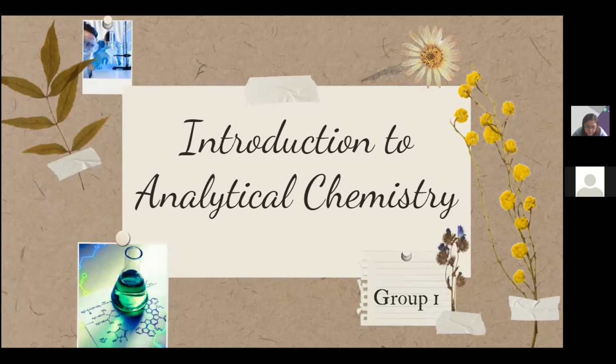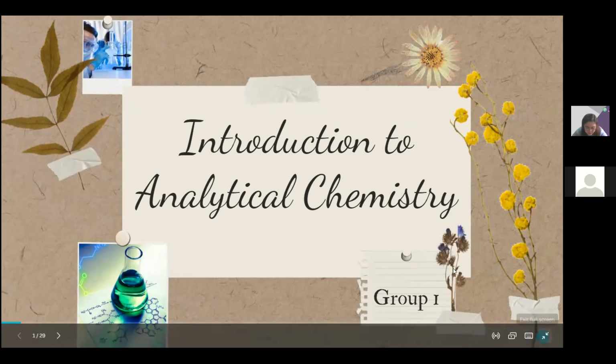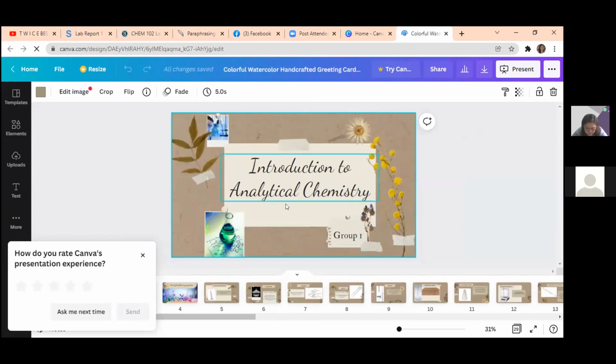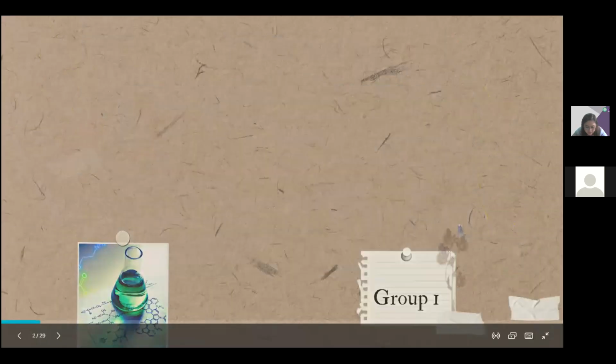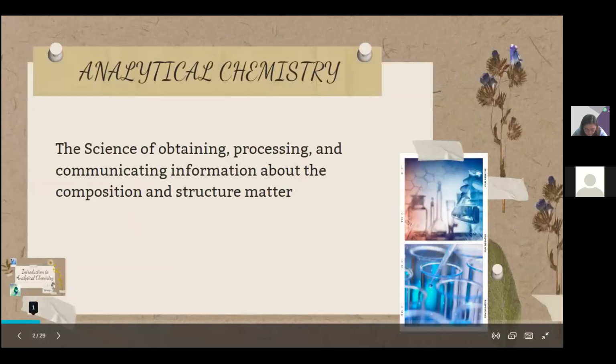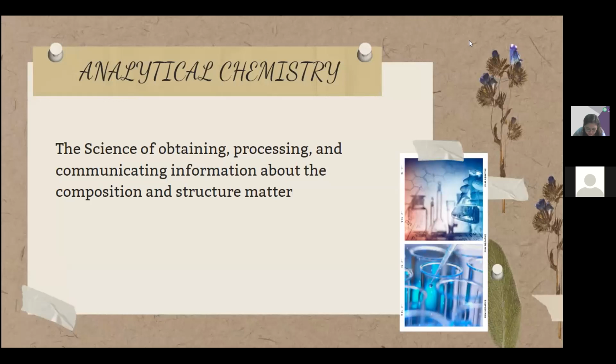So, good afternoon, everyone. This is the report of Group 1 about Activity 1, Introduction to Analytical Chemistry. First, we're going to introduce what analytical chemistry is all about. Analytical chemistry is the science of obtaining, processing, and communicating information about the composition and structure of matter. Next.